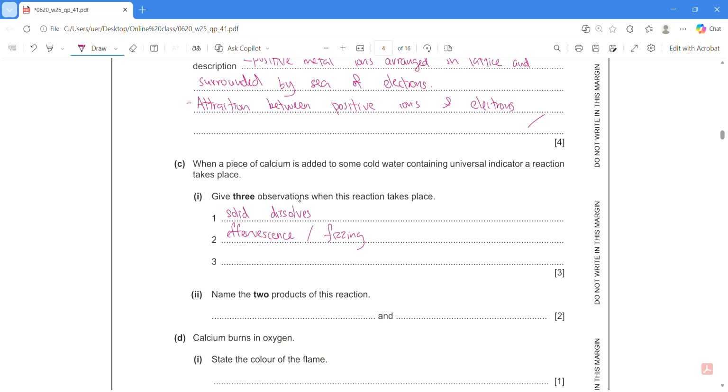Easy peasy. Then the last one, calcium will form calcium hydroxide, so it is alkali. Alkali in universal indicator will show you blue color. So the solution turns blue.